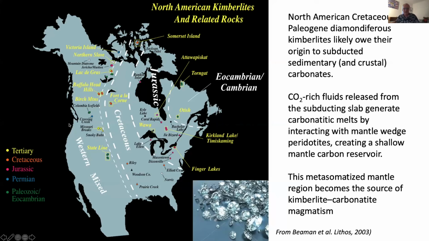And we think that these diamonds exist because CO2-rich fluids were released from the subducting slab, made mostly from carbonate sediments. They help generate carbonatitic melts by interacting with the deeper parts of the mantle wedge peridotites, creating a shallow mantle carbon reservoir. And then ultimately, this becomes the source of kimberlite carbonate magmatism, especially during periods of shallow slab subduction, which is what we had in the late Cretaceous and before 50 million years ago, exactly at the time when these things were emplaced.